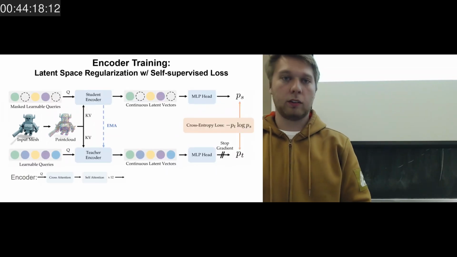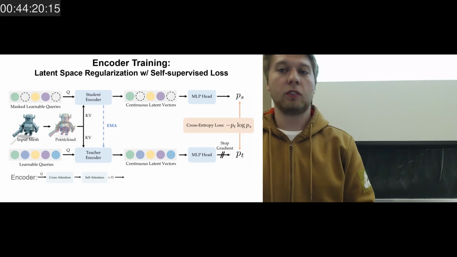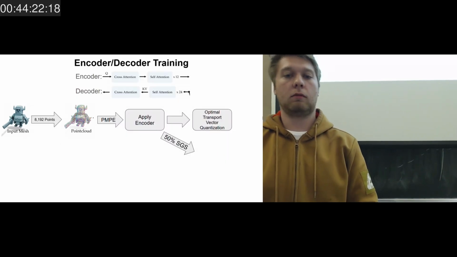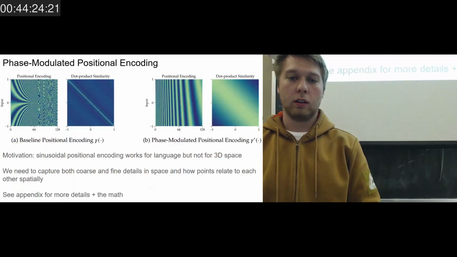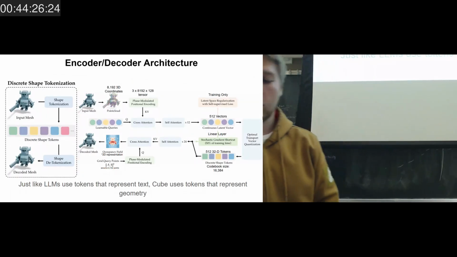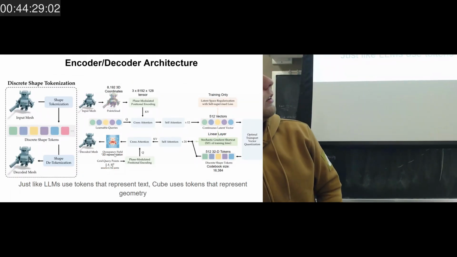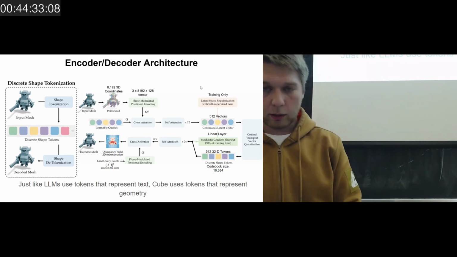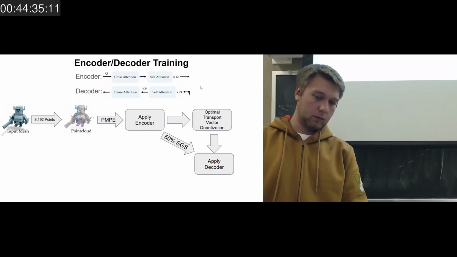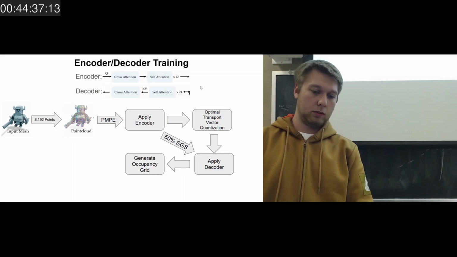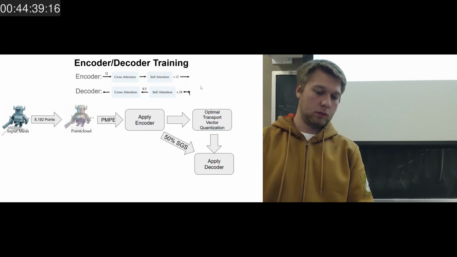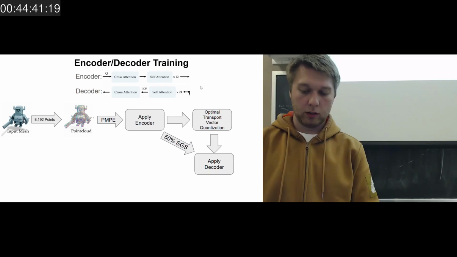Okay, so now we're going into that latent space regularization with self-supervised loss. So let me spam the keys a bunch here. Back here in that training only section, where's the mouse? Up here. So this is a thing that was taken from, let me see here. Oh, I'm on the wrong page. I'm using two computers here.